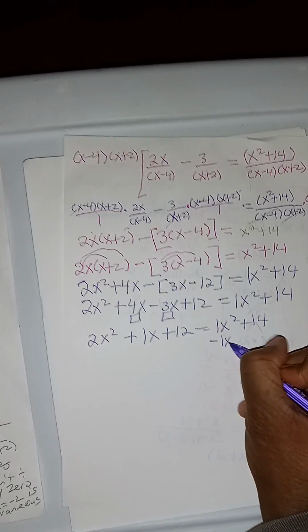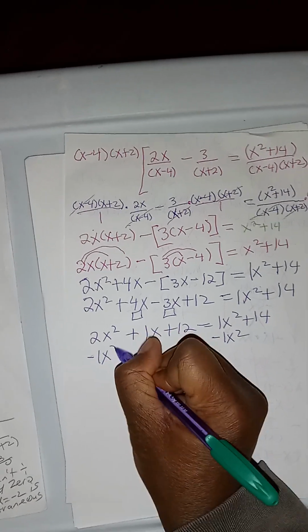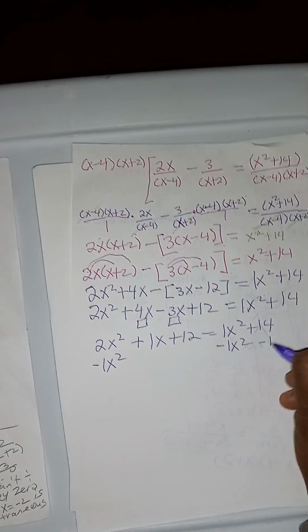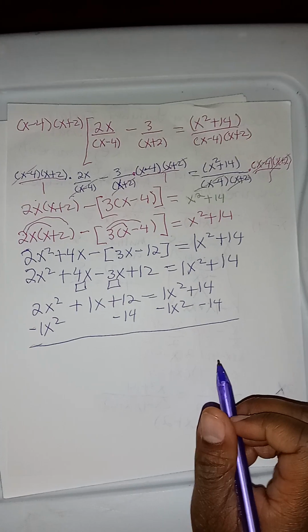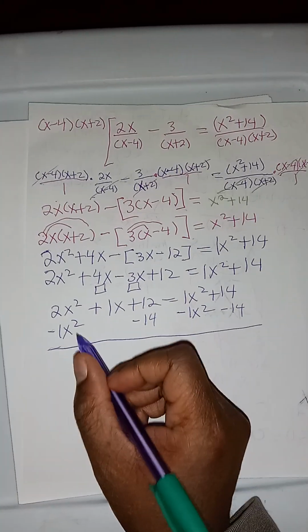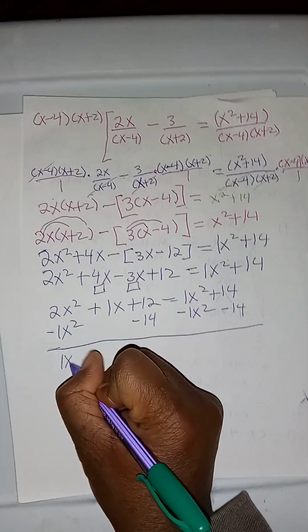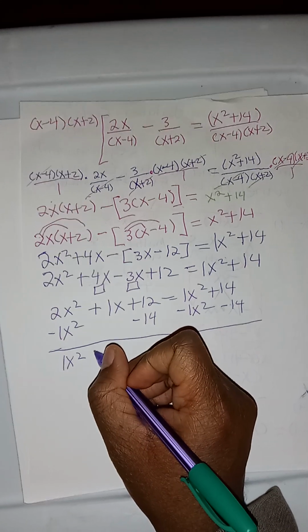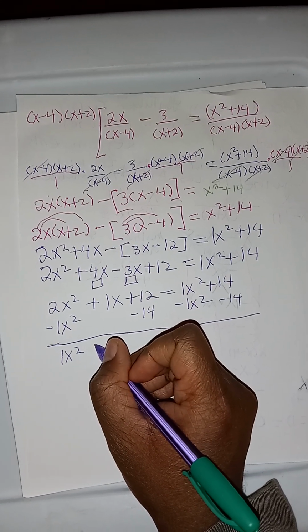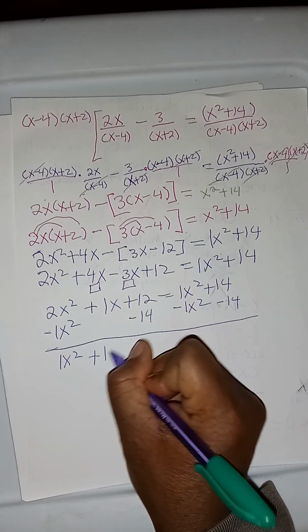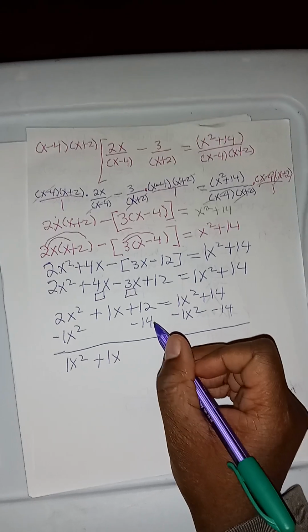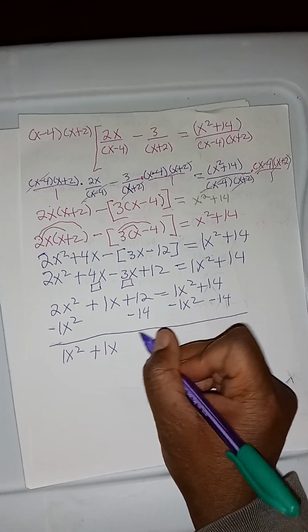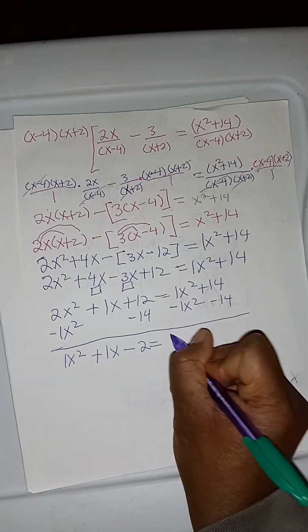So we want to subtract 1x squared from both sides and 14 from both sides as well. Okay. So 2x squared minus 1x squared becomes 1x squared, and then plus 1x, and 12 minus 14 is -2, so -2, and set equal to 0.